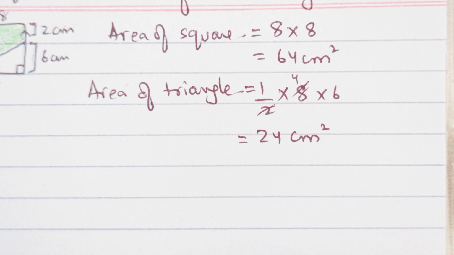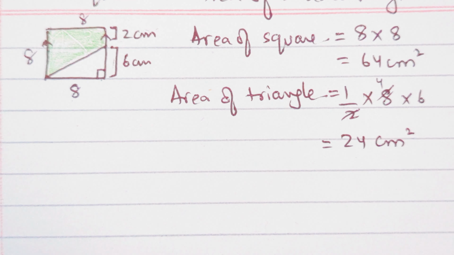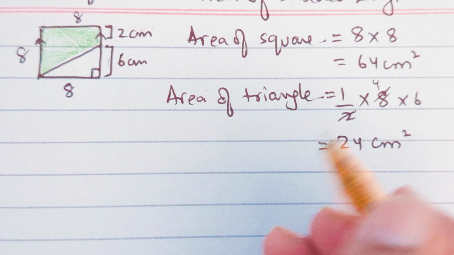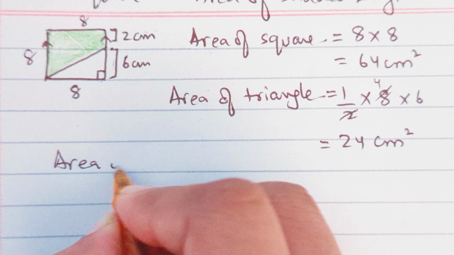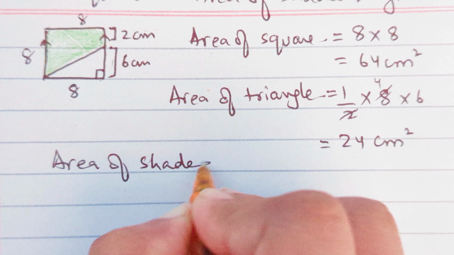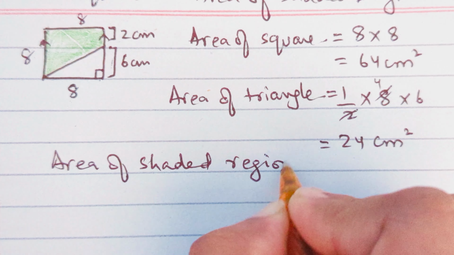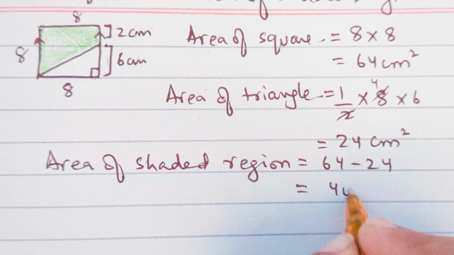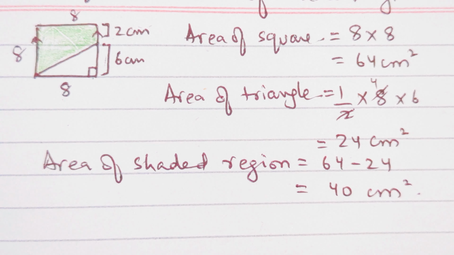Now after finding these two, to find out the area of the shaded region, we will subtract the area of this triangle, which is unshaded, from the area of the square. So here we will find the area of the shaded region like this, which will be 64 minus 24, and that is 40 centimeter square. And that's all.